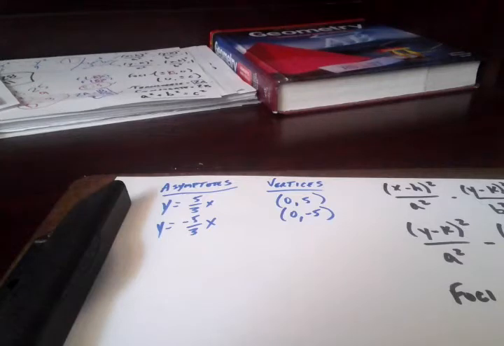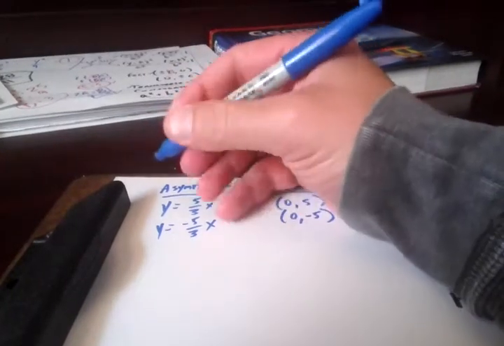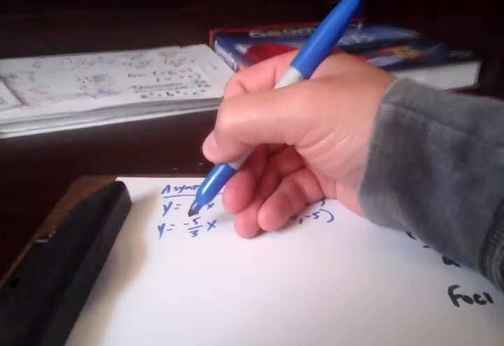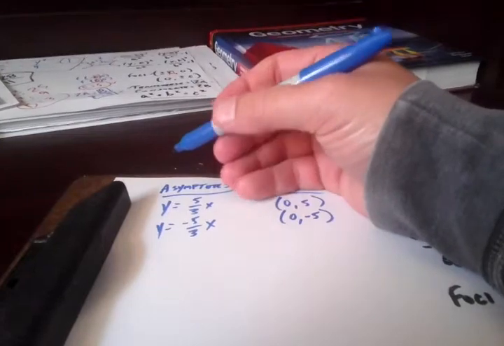touch. Okay, so this time, look in the instructions, they give us two lines in slope-intercept form. They said y equals 5/3 x and y equals negative 5/3 x. These are the equations of the asymptotes. Okay, so this is the slope equation. It should look like y equals mx plus b to you.